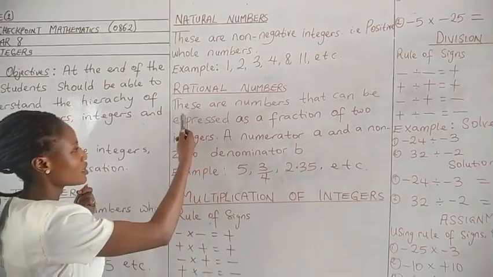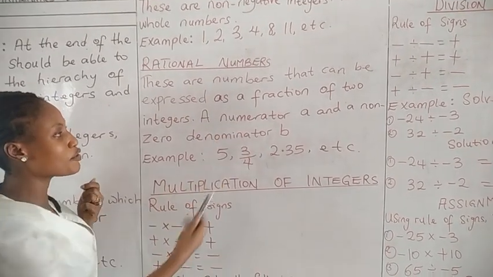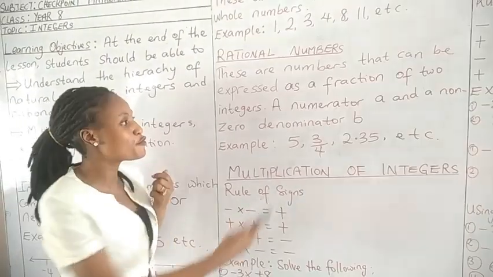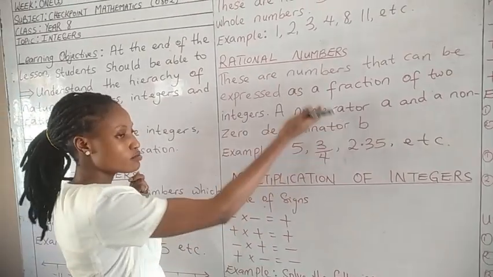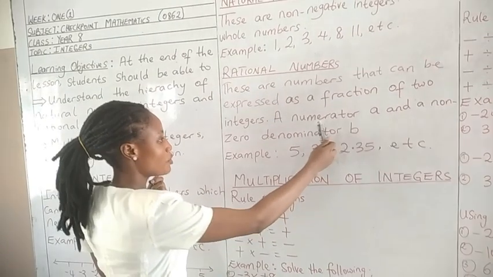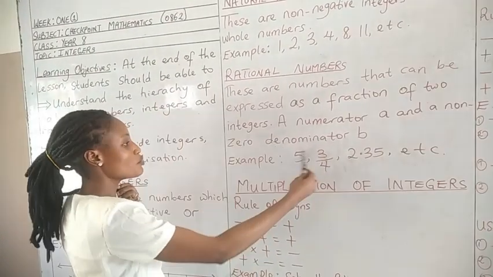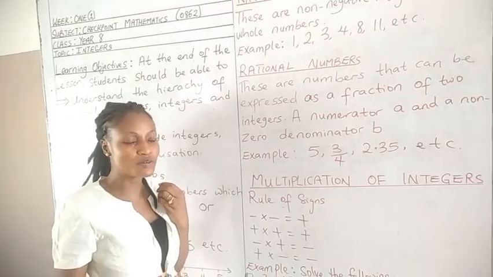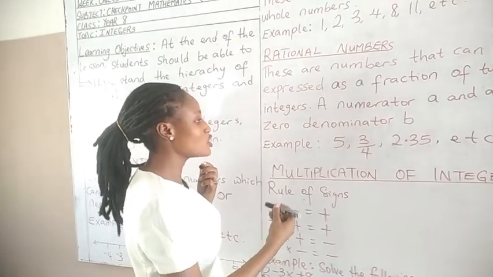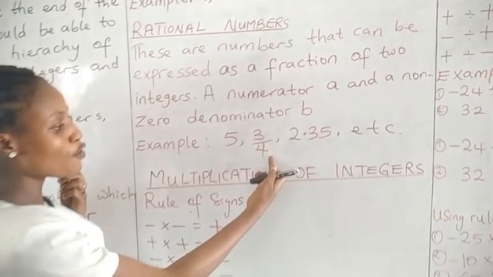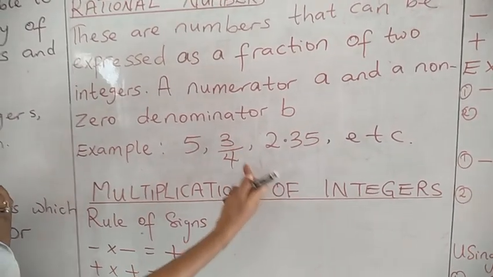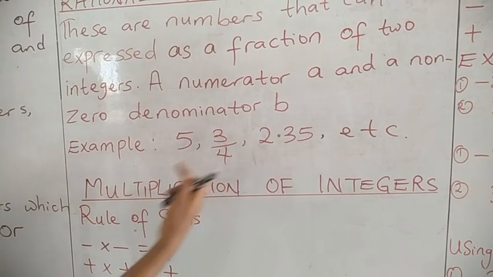Rational numbers. These are numbers that can be expressed as a fraction of two integers, that is, a numerator and a denominator. A numerator a and a non-zero denominator. What do I mean by a non-zero denominator? The value you have under it must not be 0. Take for instance this 3/4. The 4 under this must not be a 0.